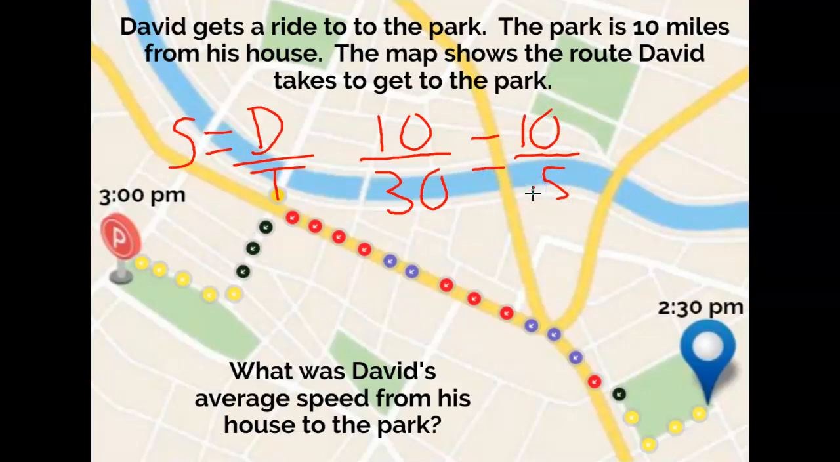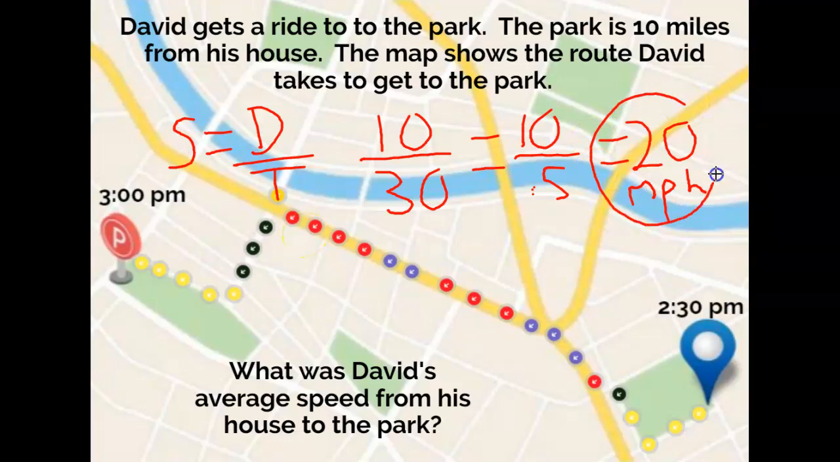There's my little decimal. So 10 divided by 1 is 10. 10 divided by 0.5 would be 20. So his average speed was 20 miles per hour, which isn't very fast. And that's why understanding average speed is important.